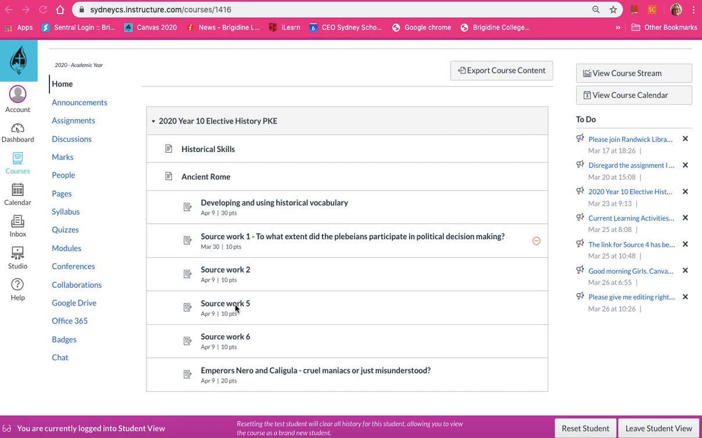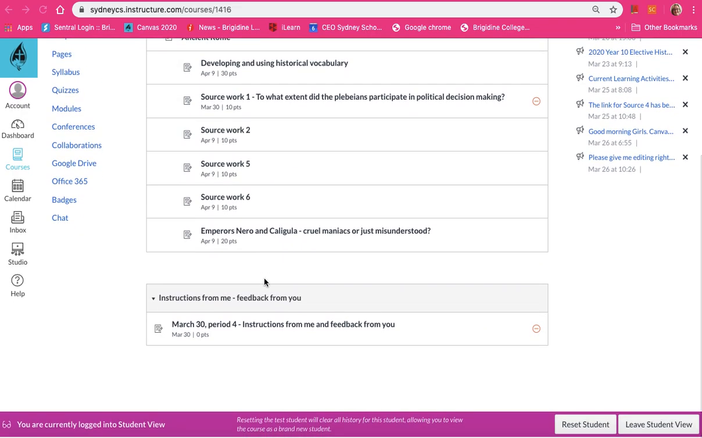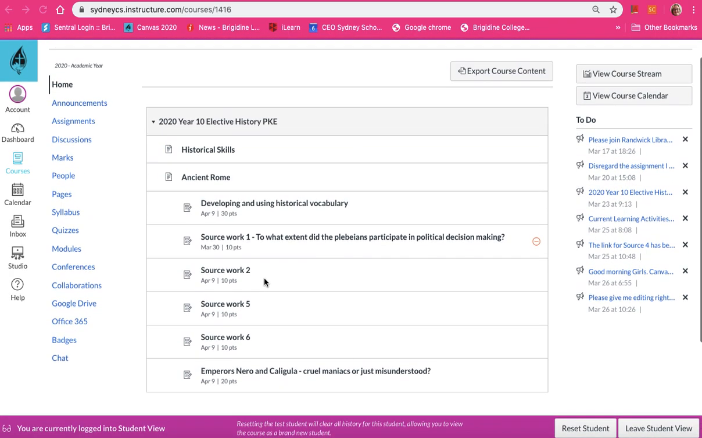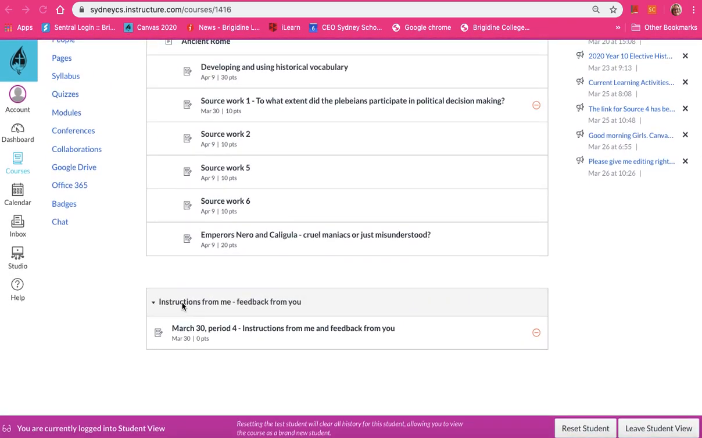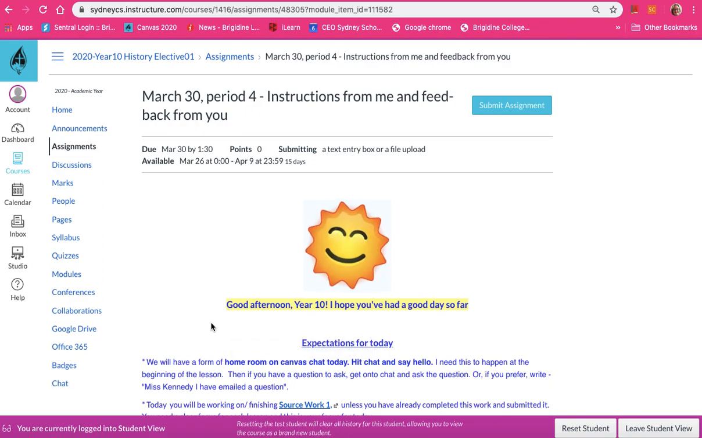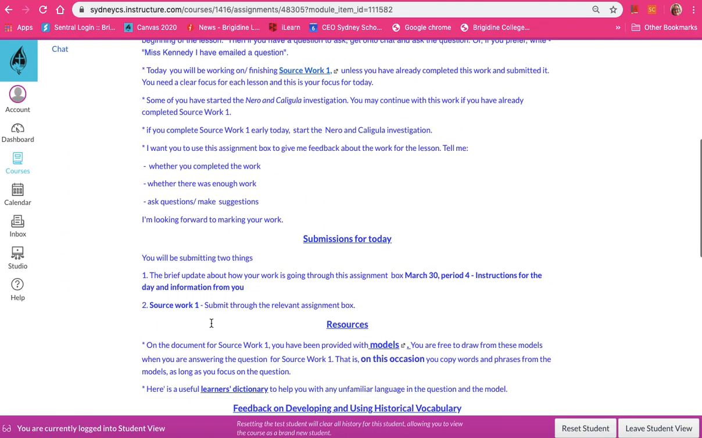There are various assignment boxes. This one, developing and using historical vocabulary, you've submitted. We are up to source work 1. Now, at the beginning of every lesson, which of this work do you do? You don't know. We need to be told. You are going to go to this module down here, okay? And you are going to click onto whatever assignment is dated for the day. So let's do that. This was today, March 30, period 4.